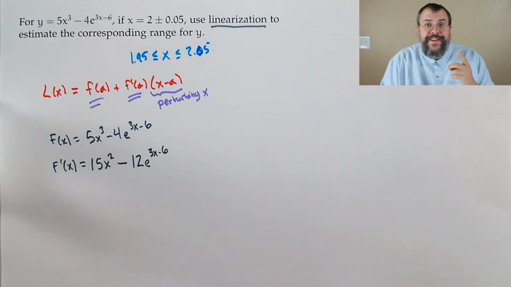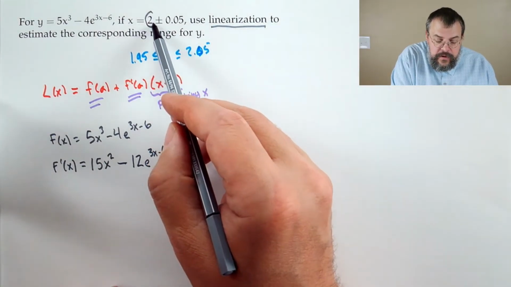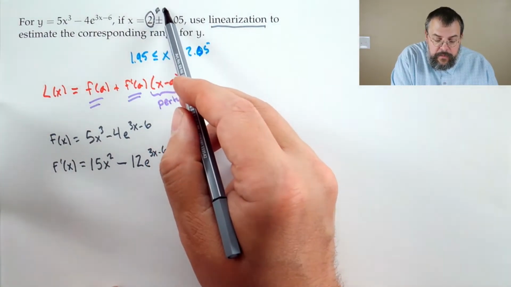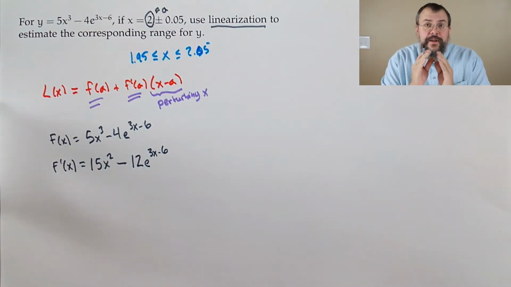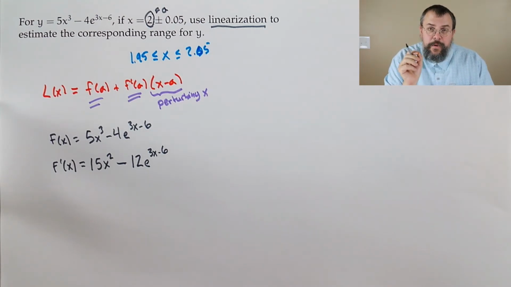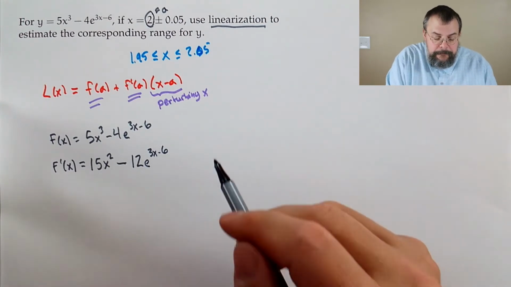Where's my a? My a is the 2. This is where I'm centering at. It's where I'm trying to understand the function at. I'm asking what's happening at 2 plus or minus a little bit. So 2 is where I care about the function. What's the behavior of the function at 2?